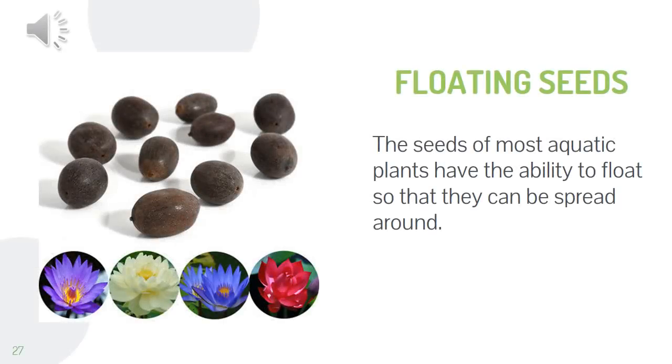Our next adaptation is floating seeds. The seeds of most aquatic plants have the ability to float so that they can be spread around. So these seeds that I have a picture of on this page actually end up making these lotus flowers that go with the lily pads underneath them, and they're floating seeds. So once they come out of the flower, they're able to float to a new location so that they can start to sprout, and there'll be more water lilies in other places. So basically they float for seed dispersal, or the ability to move the seeds to new locations.